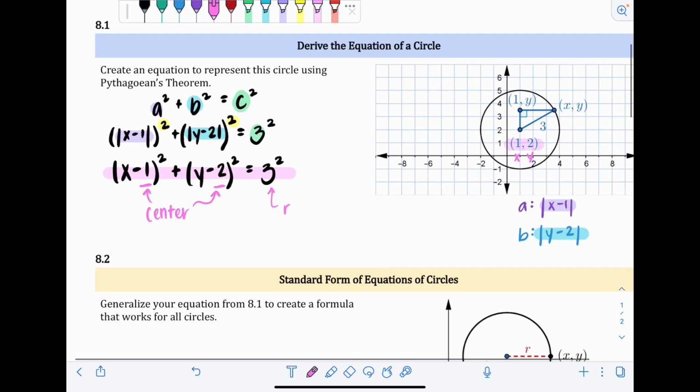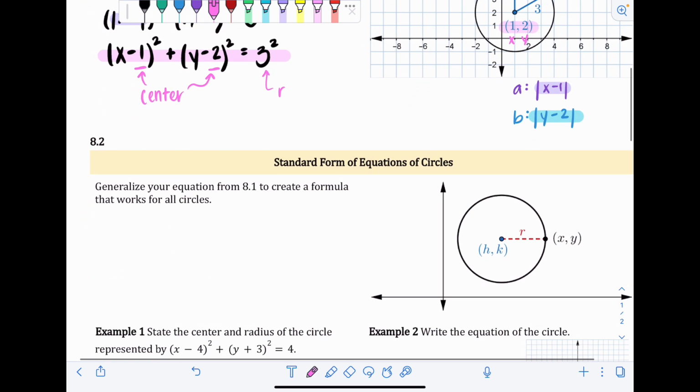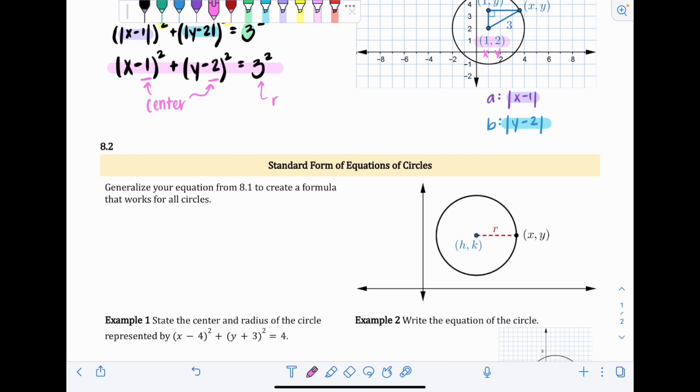Okay, so that builds into 8.2, which is just standard form of equations of circles. And like I said, we're just going to take our answer from part 1 or 8.1 and generalize it for any circle. So in order to do that, we have this graph right here. When we're writing equations of any circle, we usually use the letters h, k as the center, and then r for radius.